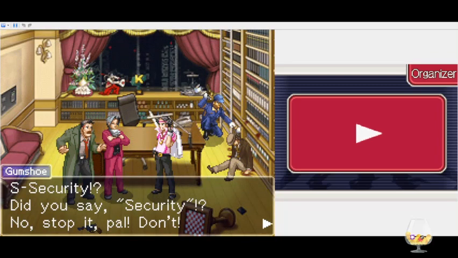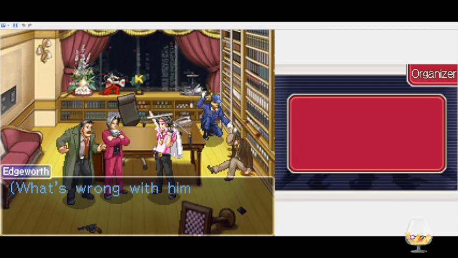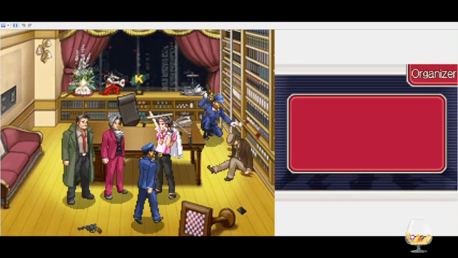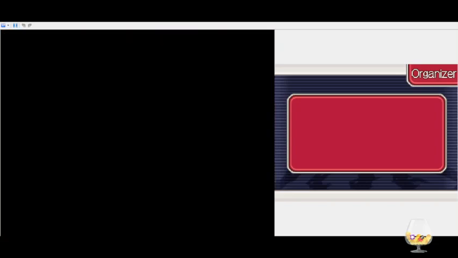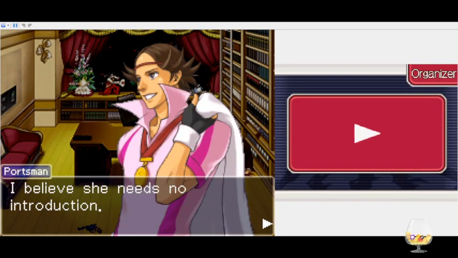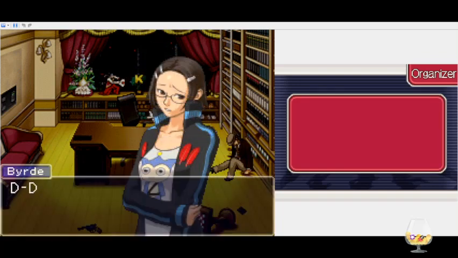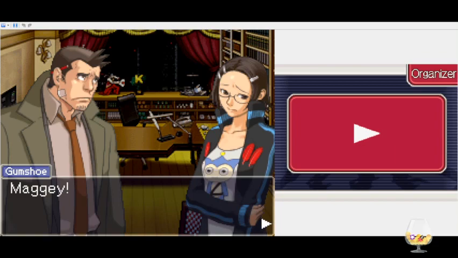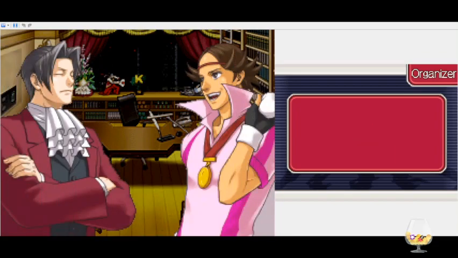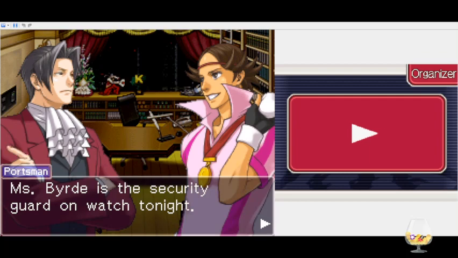Security? Did you say security? No, stop it, pal, don't! What's wrong with him all of a sudden? I believe she needs no introduction. I've called upon Miss Maggie Bird, a member of security. Oh, Maggie! We've seen her a few times. Detective Gumshoe, sir. Maggie! I wonder, do those two have a thing or not? It's... They leave it kind of ambiguous, it seems.